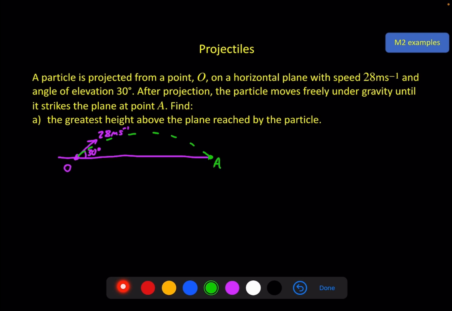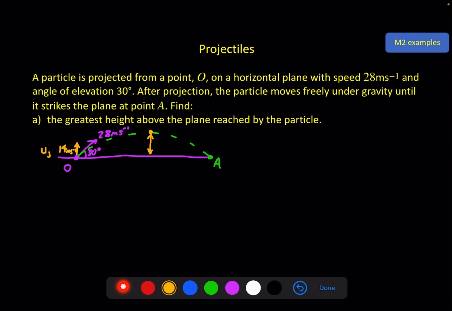For this question, we want the point of greatest height. Greatest height above the plane reached by the particle. We want to know how far is this. And this has absolutely nothing to do with the horizontal motion. This is all about the vertical motion, which is quite nice. It means that we can take our vertical speed that we had for the initial speed. That was 14 from our starter question.